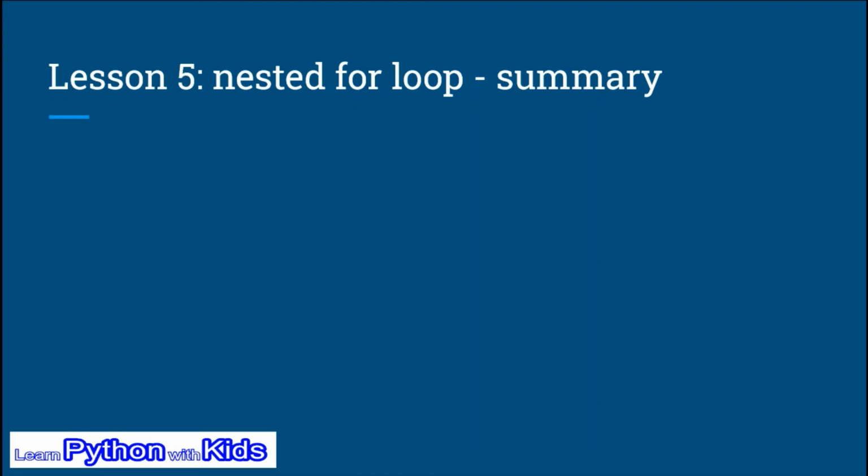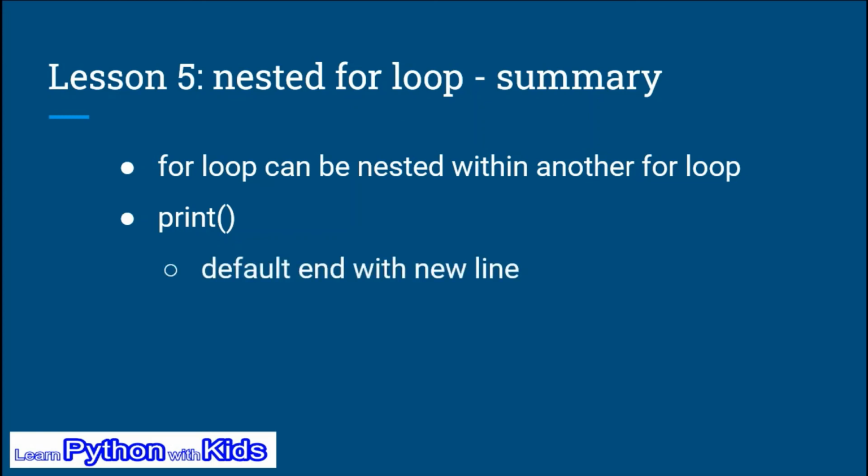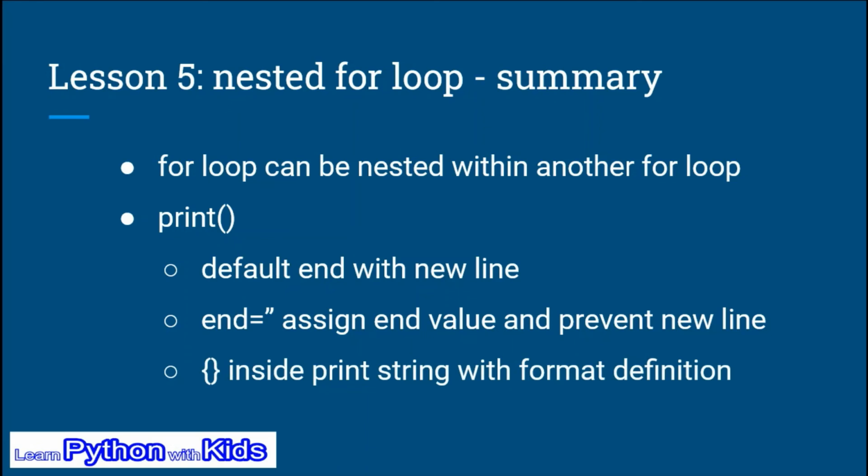In this video, we saw how a nested loop works. A for loop can be nested within another for loop. We also saw some new features of the print function. The print function ends with a new line by default. We can provide the end parameter to assign the end value and prevent a new line. We can use curly brackets inside a string to format the output string.